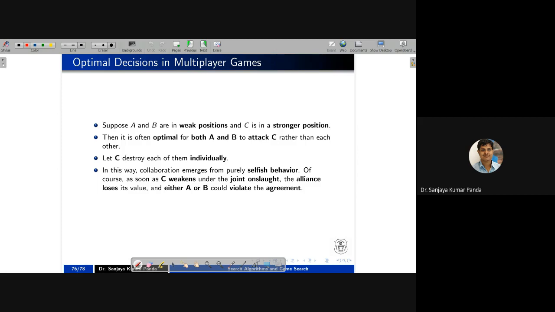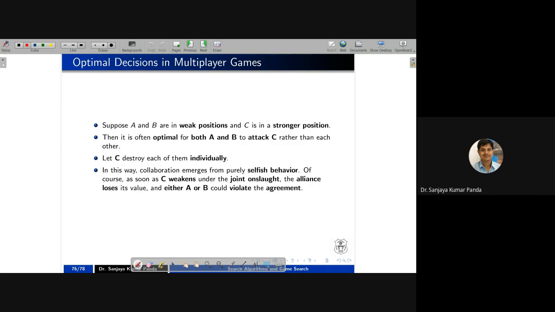By combining A and B, they can destroy C, but individually they cannot. Once it is done, they have to start their selfish behavior. What is selfish behavior? Now they will break their alliance or agreement and attack each other, because they know the strong player is now not in the picture. In order to win the game, A and B have to break the alliance and fight each other to win that particular game.